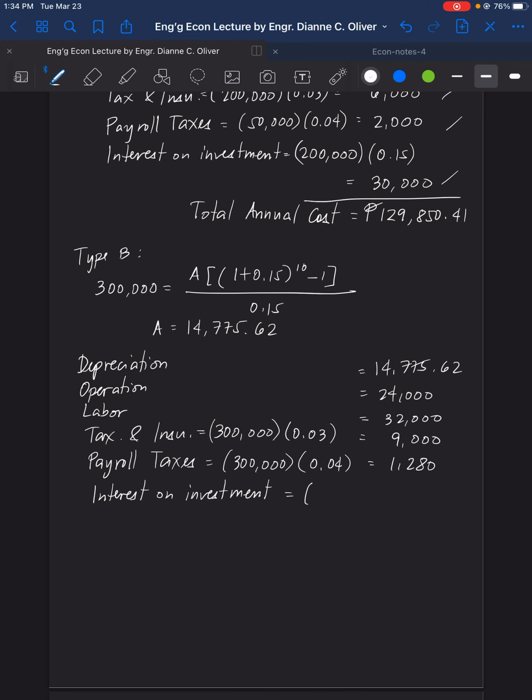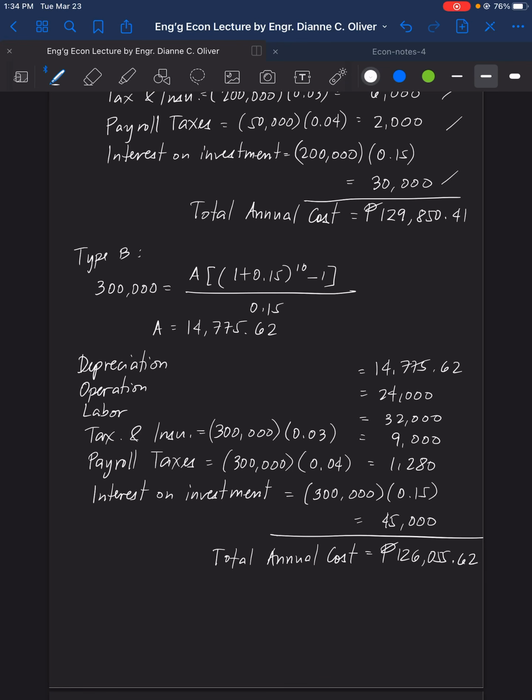That is equal to the first cost multiplied with 0.15, and then we have 45,000 pesos. Therefore, we now have total annual cost equal to 126,055.62 pesos.